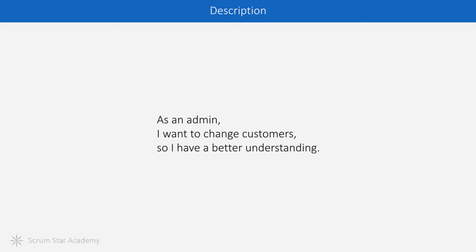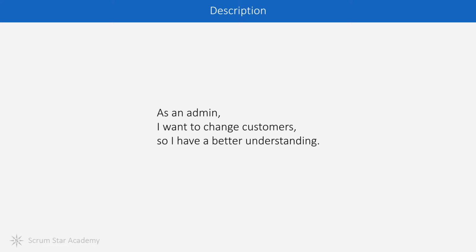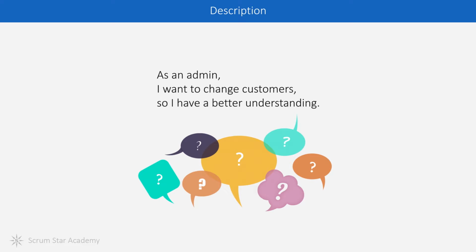Now, I want to show you an interesting backlog item I saw recently. As an admin, I want to change customers so I have a better understanding. Wait, what? This is complete gibberish. What does it mean to change customers in order to have a better understanding? The thing is that this item should have never made it to the backlog with this description. The product owner should have, of course, gotten a clarification from the user who submitted it before adding it to the backlog, right? Okay, so we covered the description of the backlog items. Now let's take a look at the next attribute.